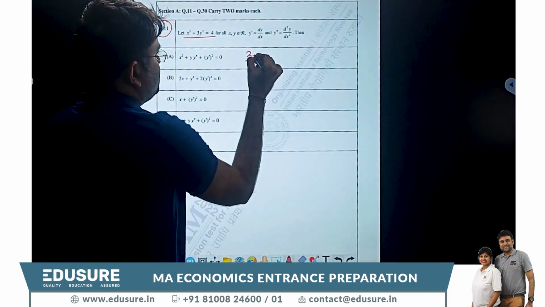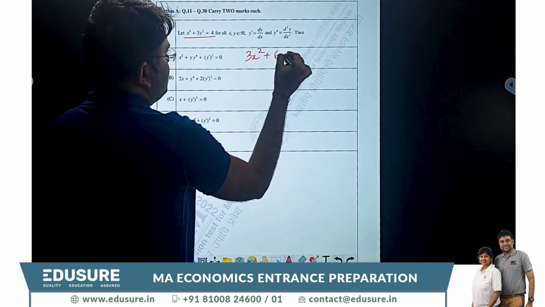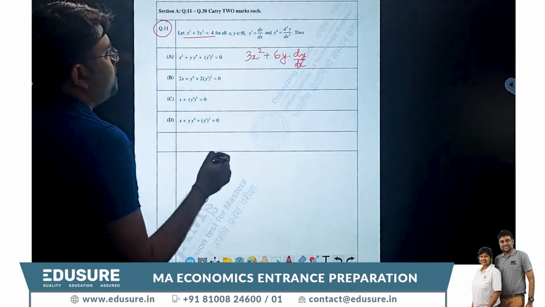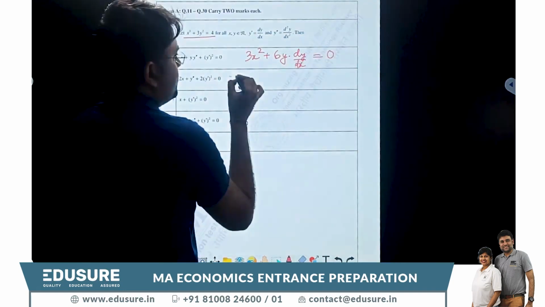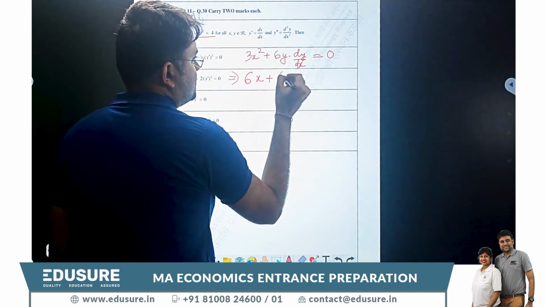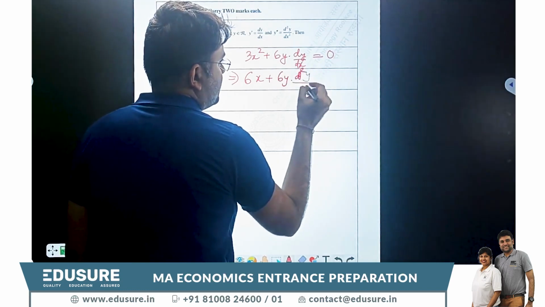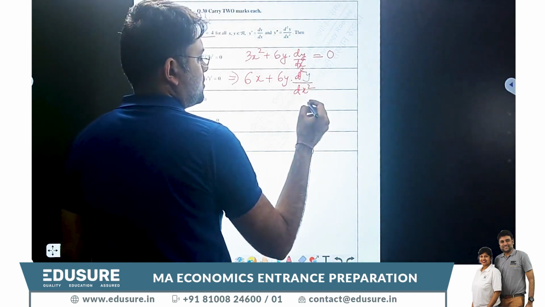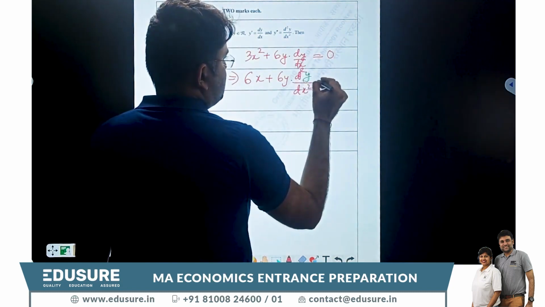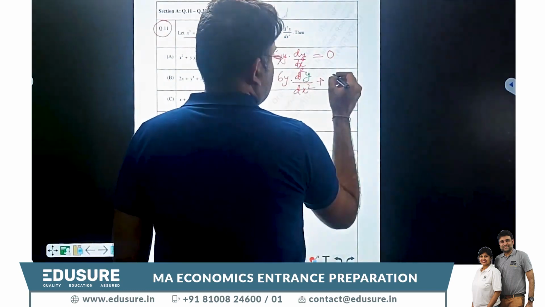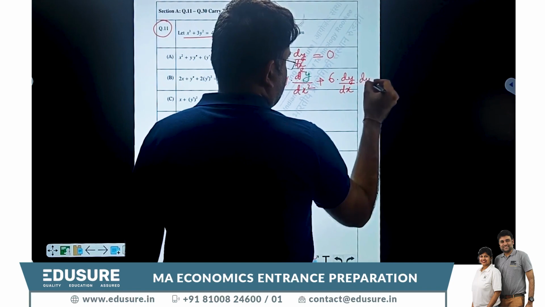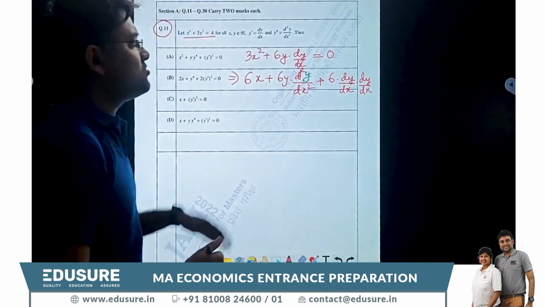I'll get 3x square plus 6y into dy by dx is equal to 0. Again, I differentiate it once. 6x plus 6y d2y by dx square, plus 6 into dy by dx into dy by dx. Basically, it is the chain rule that I'm doing here.